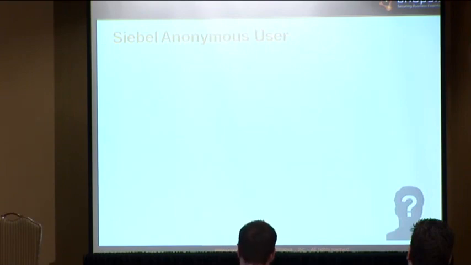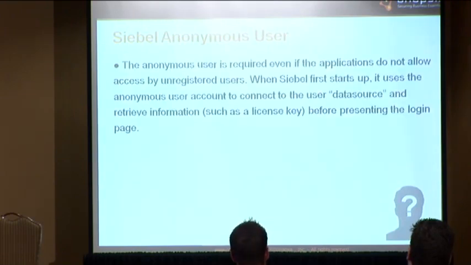Let's talk a little bit about the anonymous user in Siebel. By default, it doesn't matter if you don't provide anonymous access to your Siebel system, you will have an anonymous user. That anonymous user will be used by Siebel, for example, to check some license-related issues. When you try to access the login screen of Siebel, you will be presented with a screen if some issues were raised with the license.